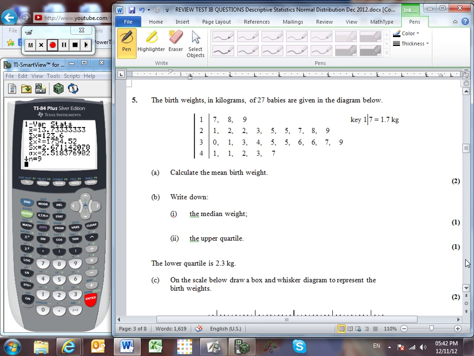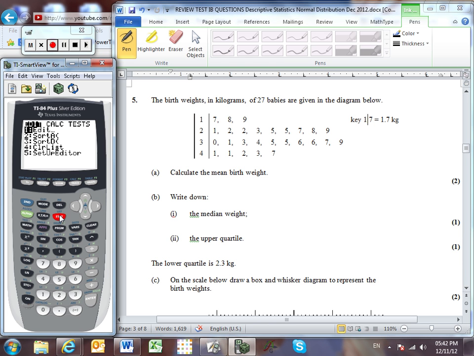Question number 5, we've got a stem and leaf plot that shows us the birth weights in kilograms of 27 babies. We need to calculate the mean birth weight. Alright, once more, it's going to be quickest if we enter this into the calculator, so let's clear this old list, and clear enter, and let's put in all of the values.